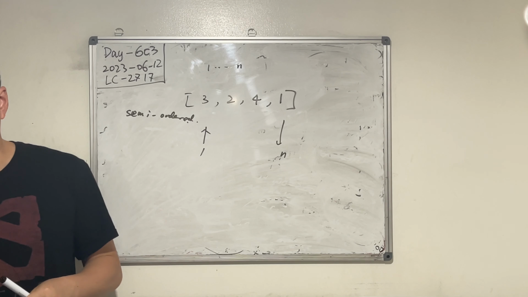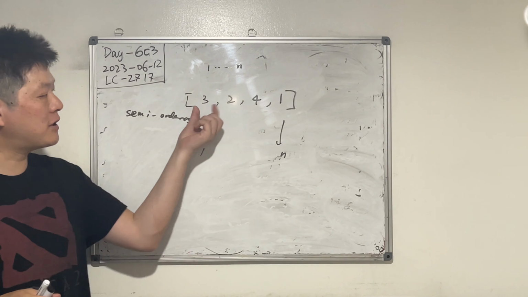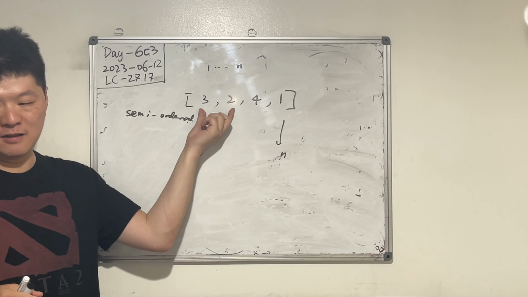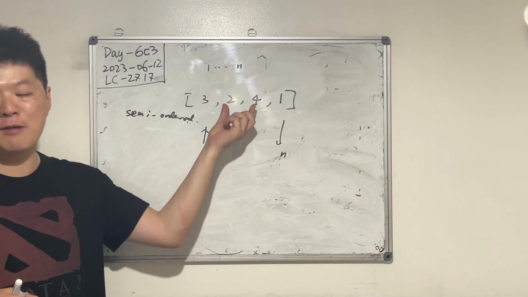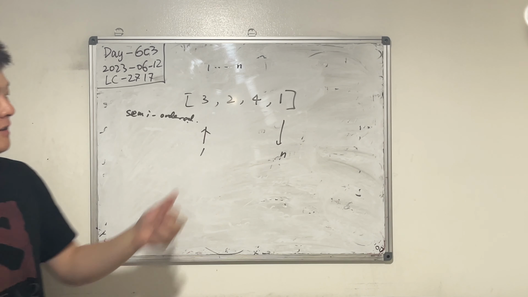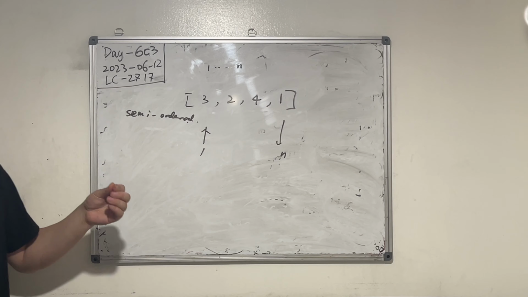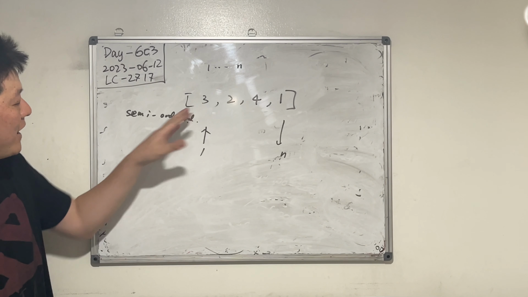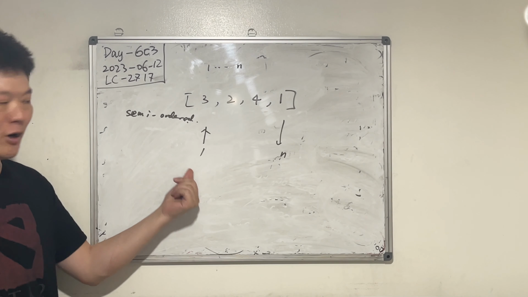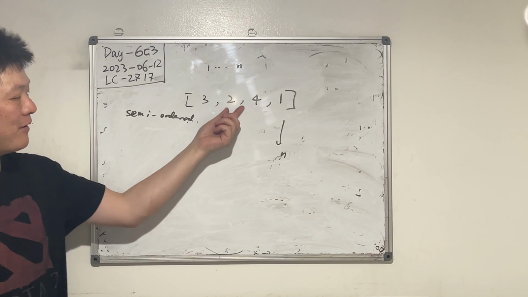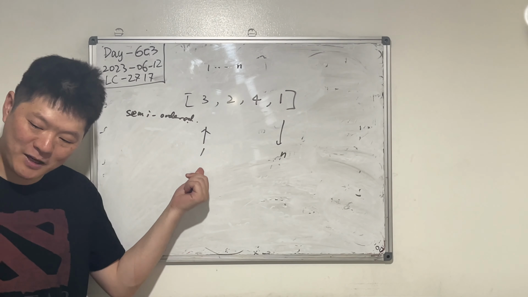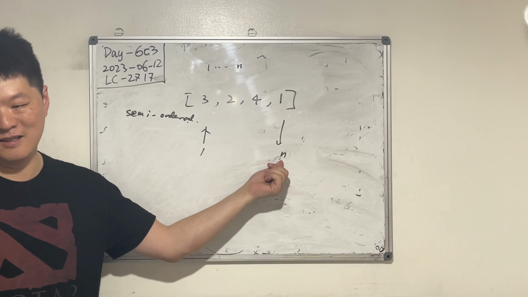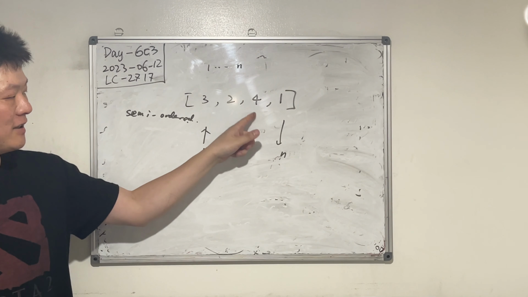With one operation, you can choose any two adjacent numbers and swap them. So you can pick two neighboring numbers and swap them. The question is: what's the minimum number of swaps to make it semi-ordered, meaning the first number is 1 and the last number is n? For example, given this, what's the minimum swap? So it needs to be 1, 2, 3, 4? No. The first element should be 1, the last element should be n. What's n? n is 4 in this example.